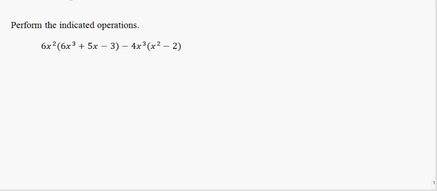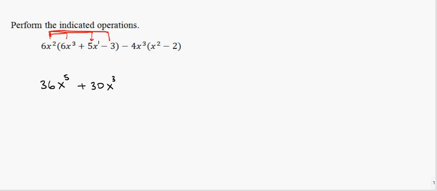So let's go through those multiplications. We're going to do this one first. 6x squared times 6x cubed. Well, 6 times 6 is 36. X squared times x cubed. Since we're multiplying and the bases are the same, we add the exponents, so we'll get x to the 5th. And then we take 6x squared times 5x. That's a positive times a positive, which is a positive. 6 times 5 is 30. X squared times x. Remember, there's a little 1 there, so it's x squared times x to the 1st. We add those exponents, we get x cubed.